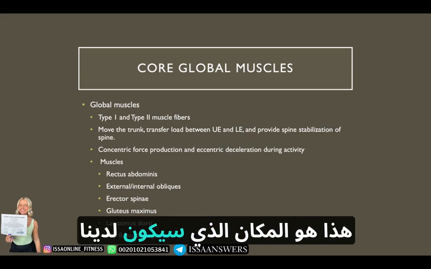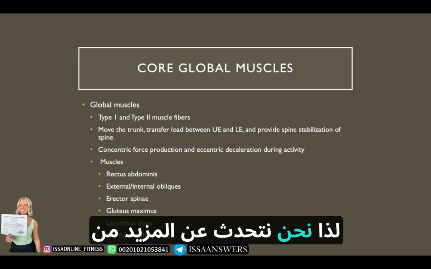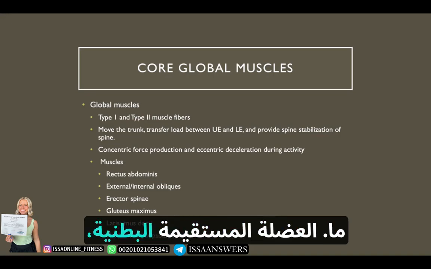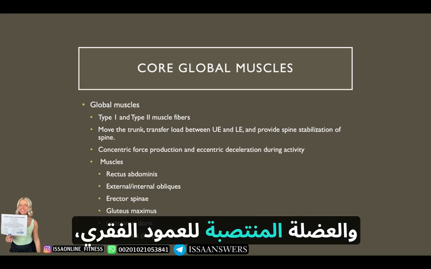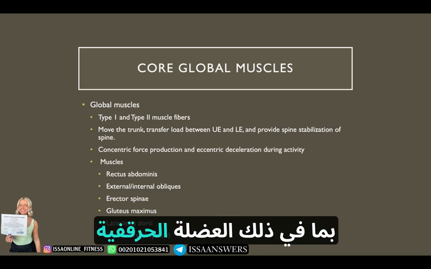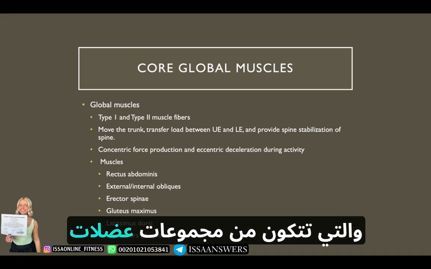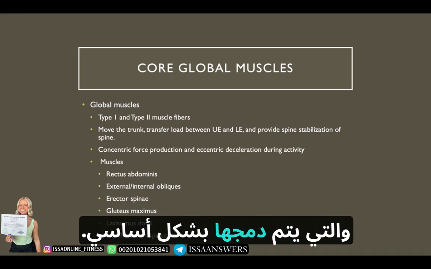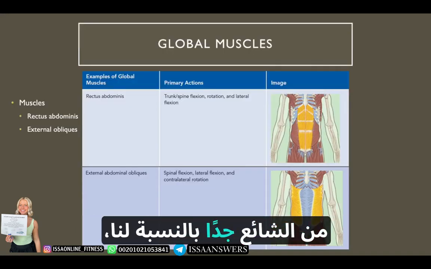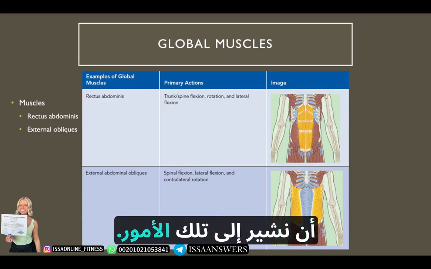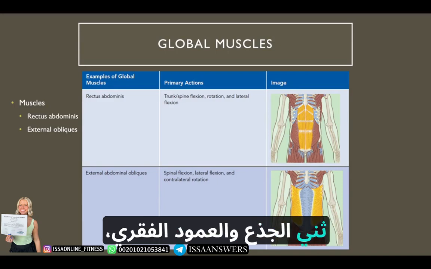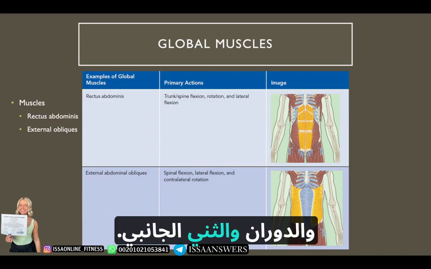This is where we would have those concentric and eccentric actions. So we're talking about muscles that we recognize a little bit more: rectus abdominis, external and internal obliques, your erector spinae, your gluteus maximus, your lats, and then your hip flexors, including your iliopsoas, which is your iliacus and your psoas muscle groups, basically combined. So your rectus abdominis, again, very common for us to point out, a centralized region. What do they work with? Those primary actions: trunk and spine flexion, rotation, and lateral flexion.